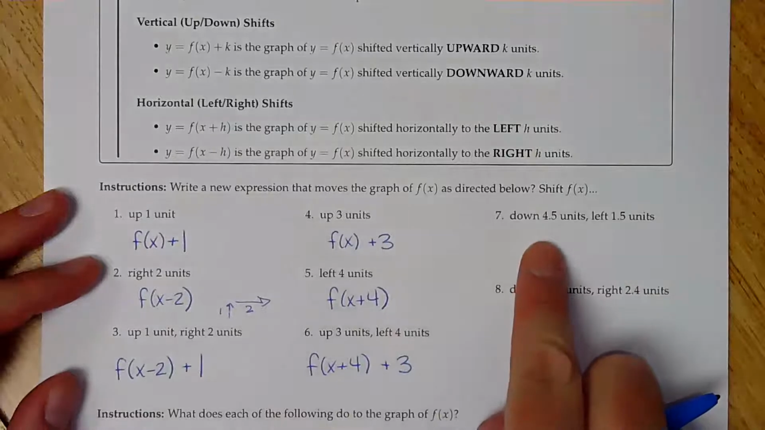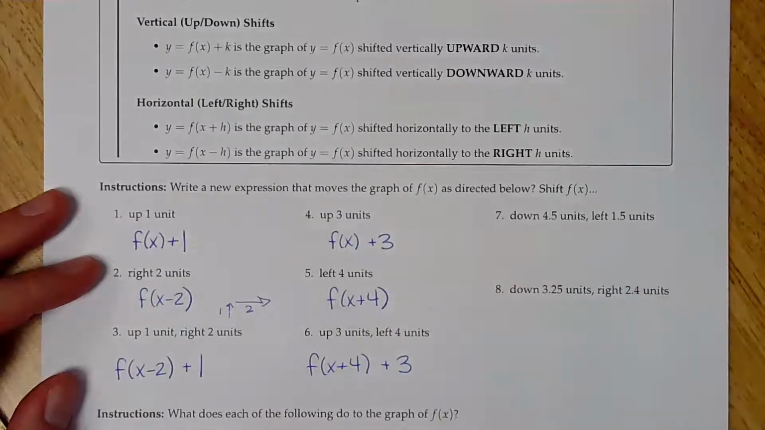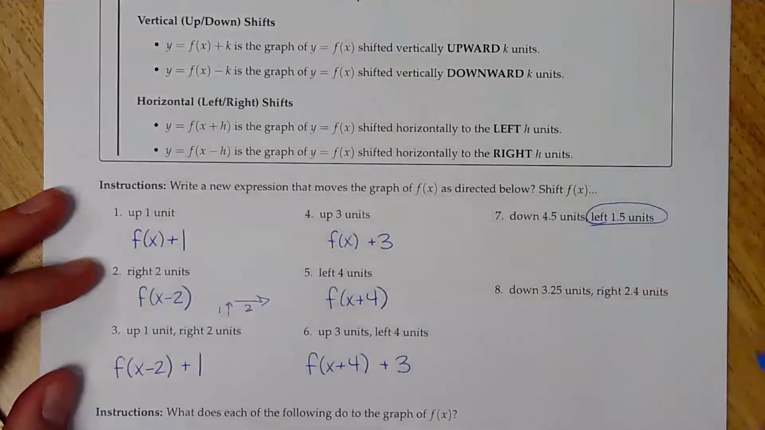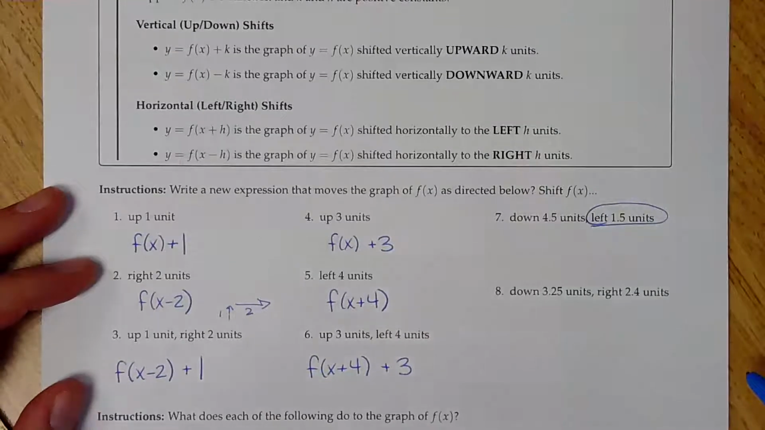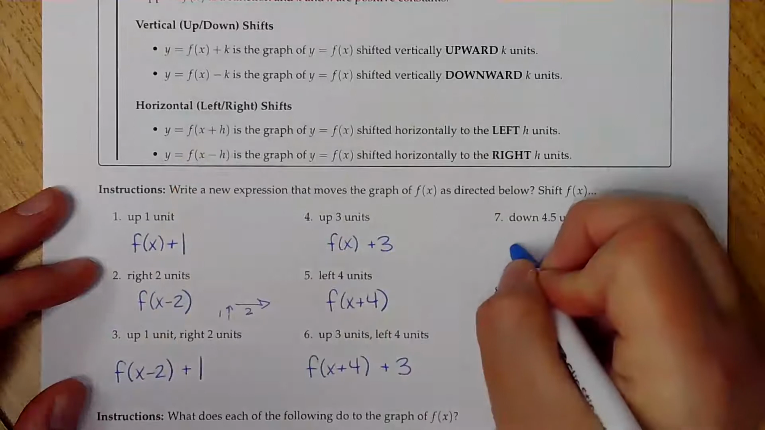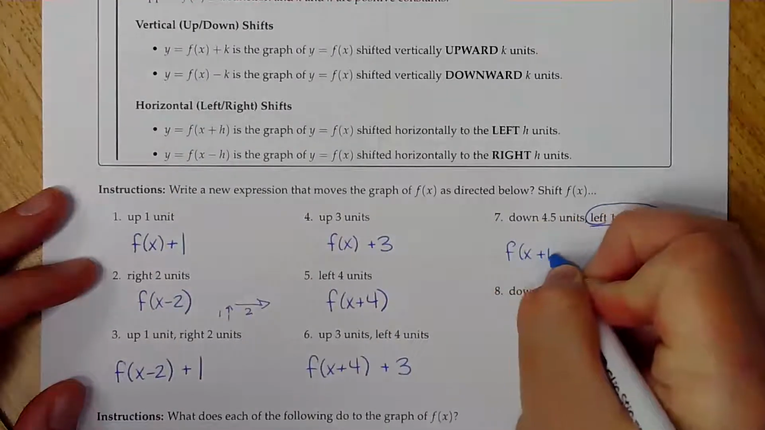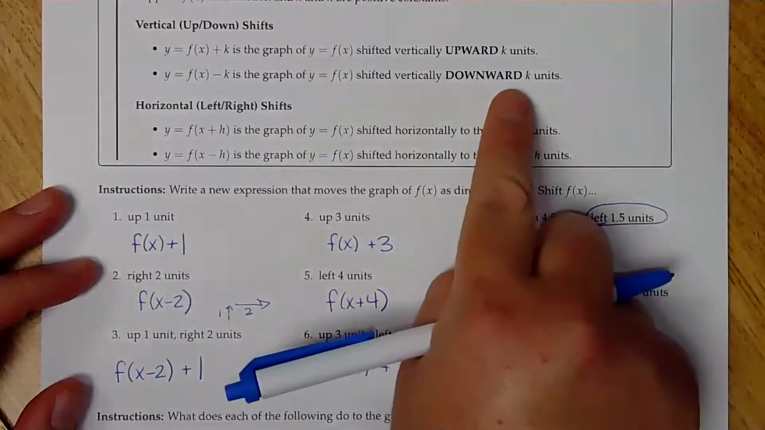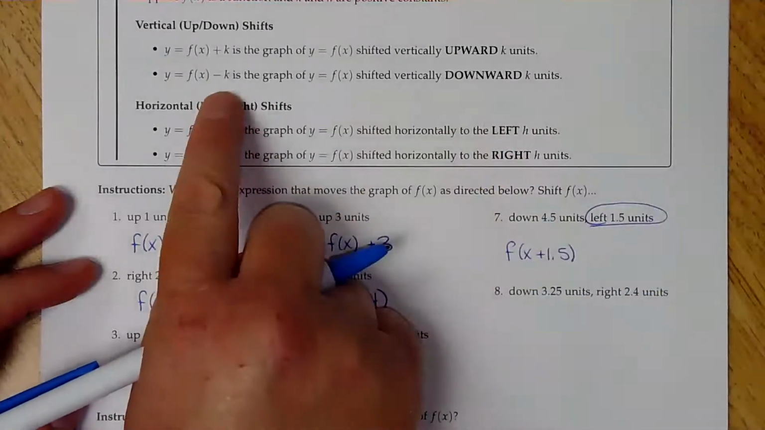All right, number 7 gives us all the details at one time. When I have all of the details, the thing that I usually do first is the left or right piece. So if I want to go left 1.5 units, that means my h is 1.5. So I have f of x plus 1.5. And then I need to go down 4.5 units. So my k is 4.5, and I'm going to subtract that.